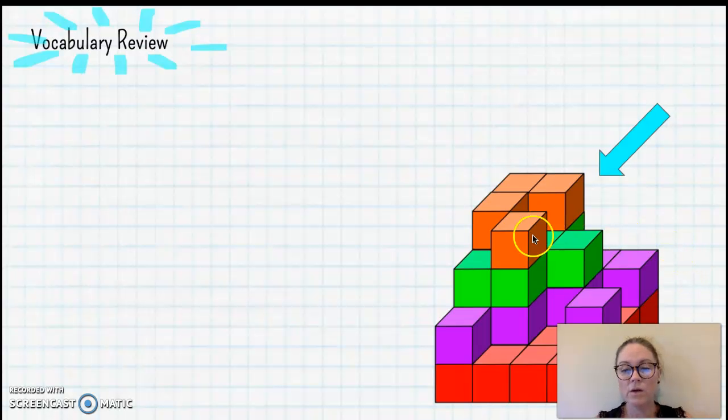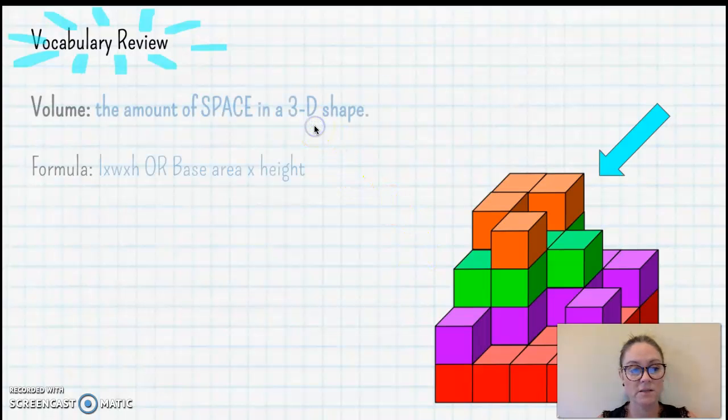Okay, so we are going to talk about these unit cubes. You know that one of these unit cubes is just what the volume of one would be, 1 cubic unit. Okay, when you combine them to make larger shapes, then your volume changes. You add all those cubic units together to find the volume of an object. Okay, so if you remember, the volume of an object is the amount of space in a 3D object. And the formula you use is length times width times height, or the base area times height.